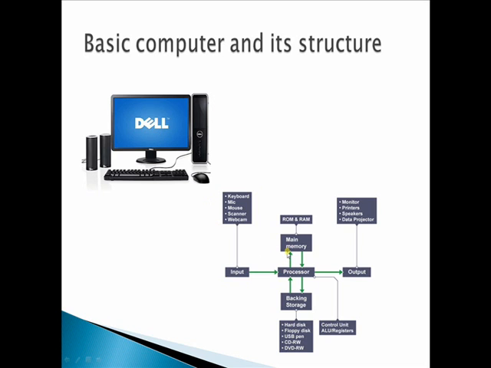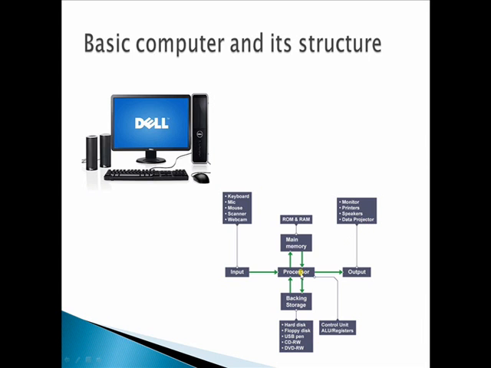This is the structure of a simple computer. It is mainly composed of three parts: input, CPU and output. For input we use keyboard, mouse, scanner, webcam, and for output we use monitor, printers, speakers, data projector.